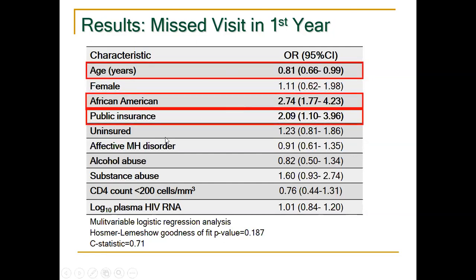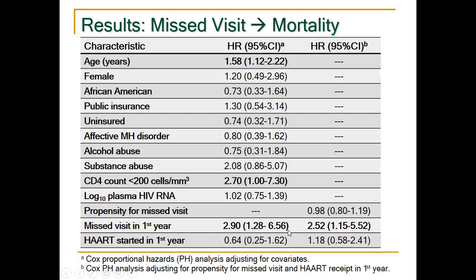In terms of what factors were associated with missed visits, what we found was younger age, African American race, ethnicity, and public insurance. So these were the factors that were significant when we asked whether someone was more likely to have a missed visit or not. You can see the goodness of fit and the C statistic. And then we looked at missed visit and mortality using Cox models. What we found was, both when we had all of the variables in the model and also when we combined all of the independent variables into a propensity score, there was a significant and robust association, with a hazard ratio of 2.9, or between 2.5 and 3, for missed visits and subsequent mortality.